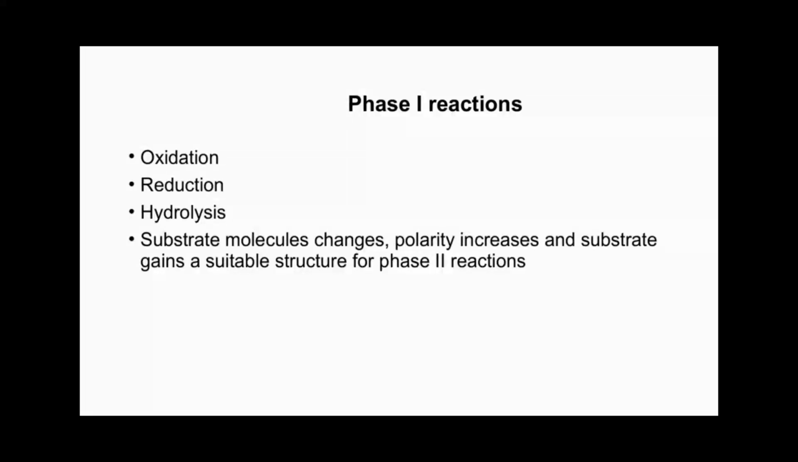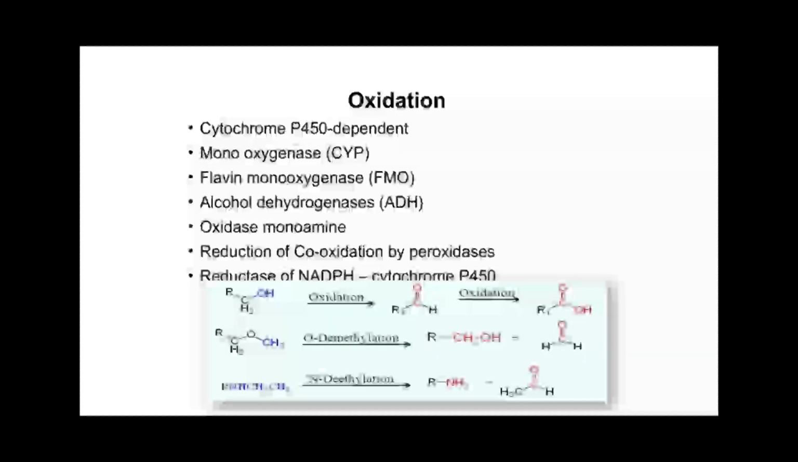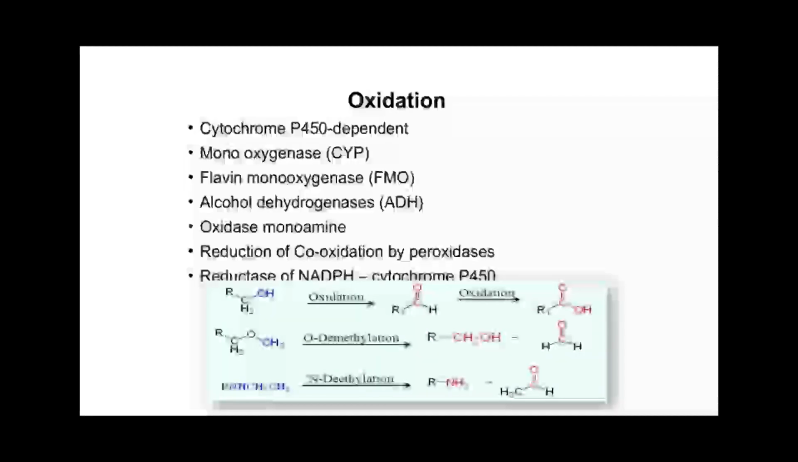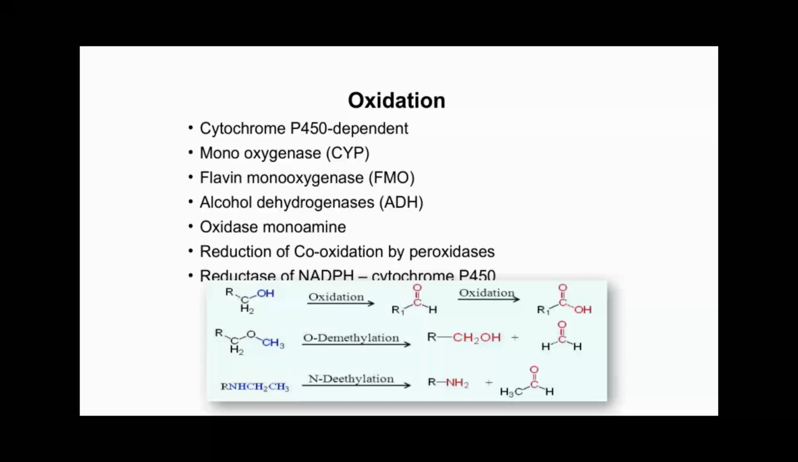Let's take a closer look at some of the key enzymatic systems involved in oxidation processes. First, we have the cytochrome P450 dependent monooxygenases, or CYP enzymes. These are incredibly versatile and important for metabolizing a wide range of substances, including drugs and toxins. They function by incorporating one atom of oxygen into their substrates, aiding in detoxification and metabolism.